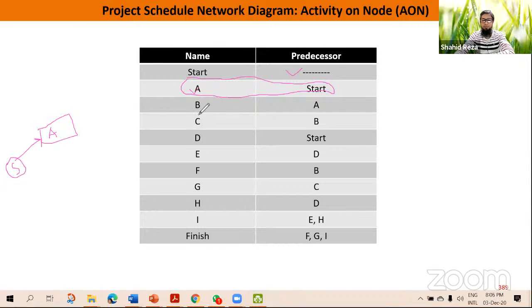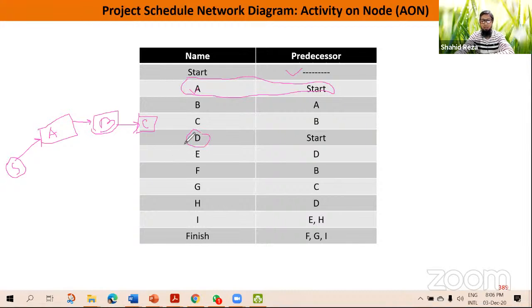Then activity B has a predecessor, and that is A. That means we have to draw B somewhere in this place. B is having a predecessor, and that is A. Are you getting me? Then C. So where do we put C? We have to put C here, and we have to draw an arrow to show that B is the predecessor of C.